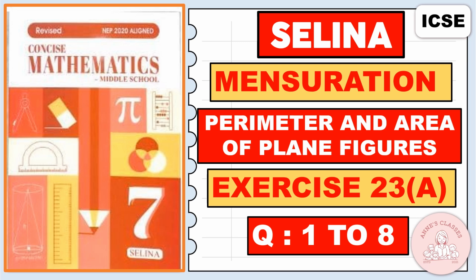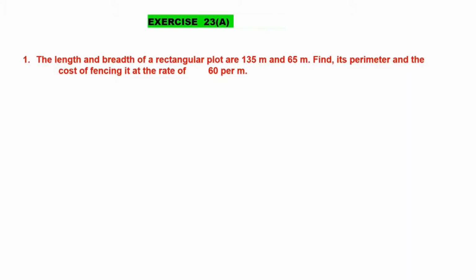Let's do mensuration, perimeter and area of plane figures, exercise 23A. In this exercise, we're going to look at perimeter and area of plane figures. Now what is perimeter? It is the total length of the boundary of a closed plane figure. So when we are talking about perimeter, we are talking about the boundary. So what is the area? Area is the region bounded by the perimeter. What is inside? That is the area.